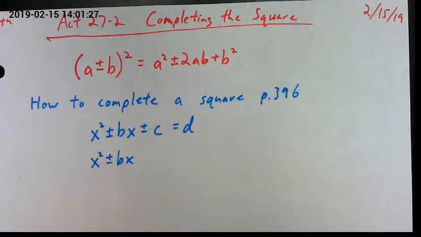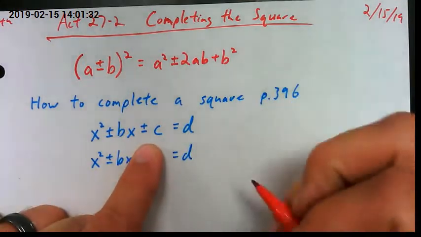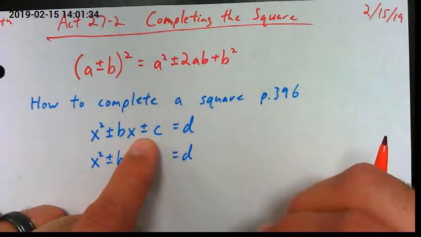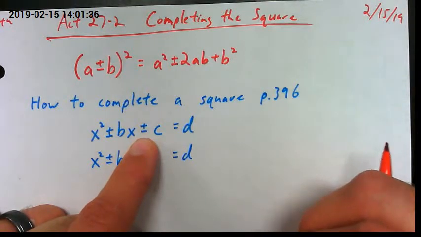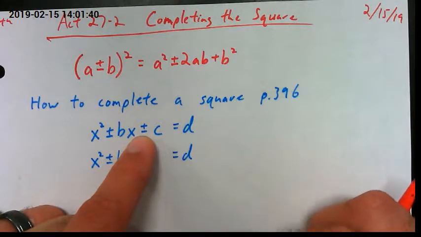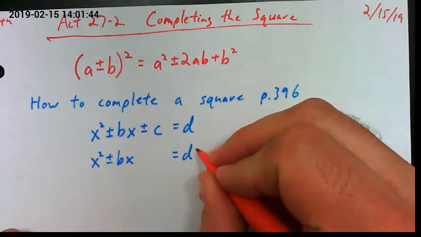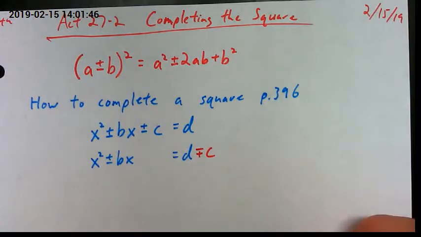Now, I'm going to leave a space. I'm leaving a space on purpose. This c would now be on the other side. But what's going to happen to our signs? It's going to switch. Because if it was addition, to get it over, you'd have to subtract. If it was subtraction, then you'd have to do addition. So again, it's going to end up being the opposite.